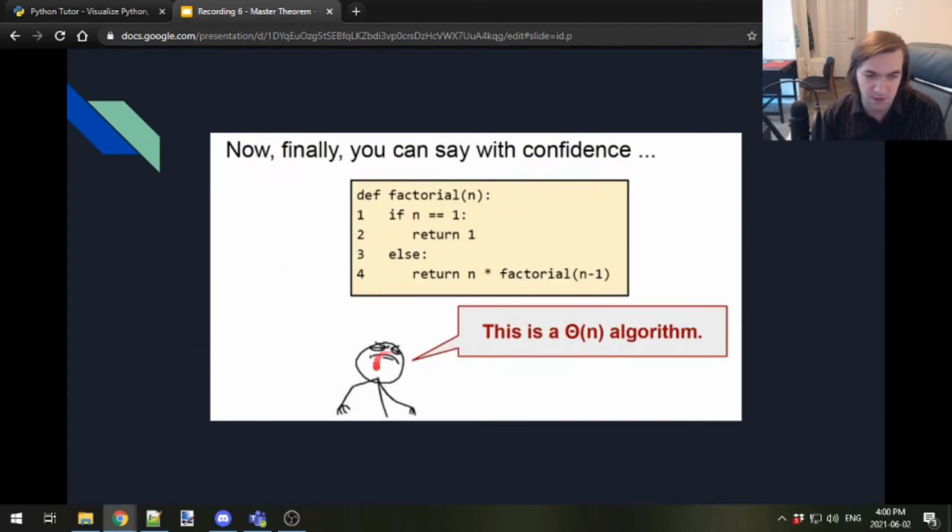So you can be this fancy fellow from back in the early 2000s or late 2000s, was it? Who can confidently declare that it is a big theta of n algorithm.